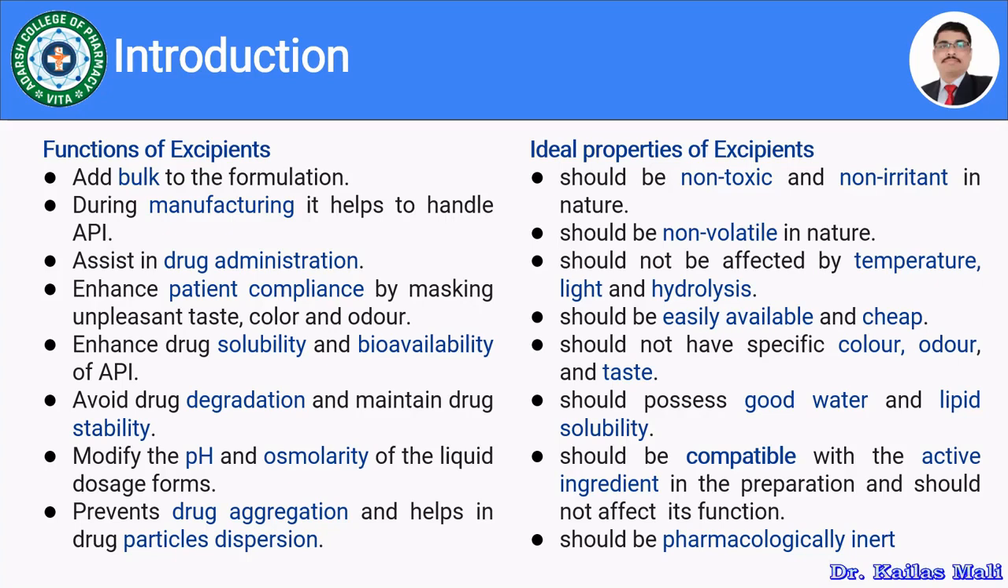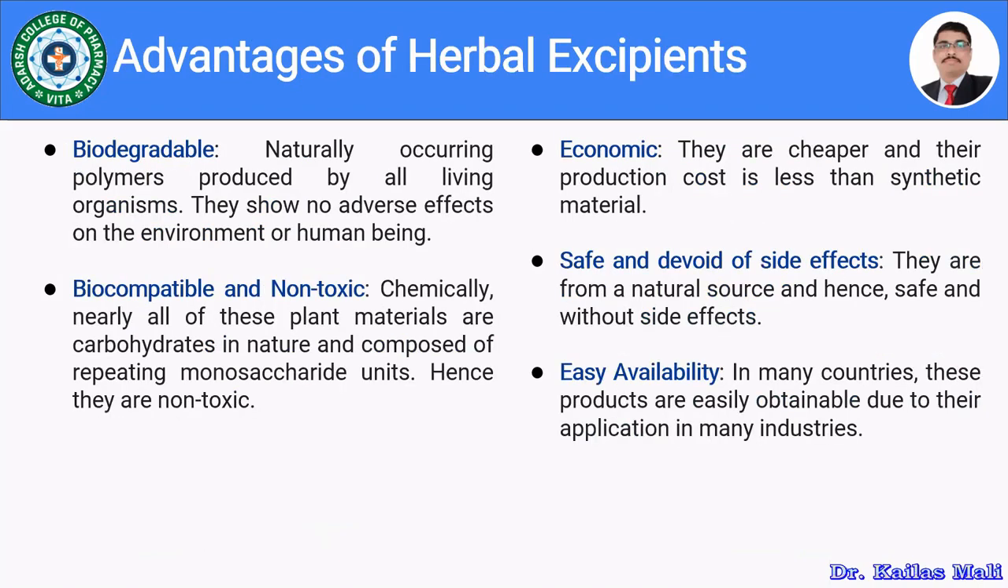Then it should be compatible with the active ingredient in the preparation and should not affect its function. Whatever excipient is selected, it should be compatible with the active pharmaceutical ingredient and should not affect the function or pharmacological action of the active pharmaceutical ingredient. And the last ideal property is that it should be pharmacologically inert. So these are some of the ideal properties of an excipient.